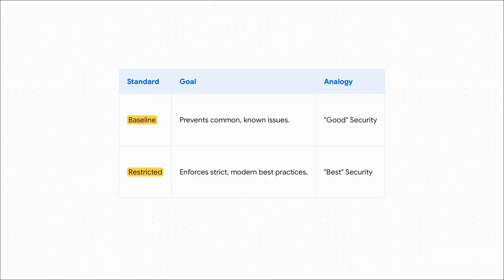And this blueprint gives you clear choices. You've got the baseline standard. Think of this as your good security. It's designed to stop all the common known problems right in their tracks. But for your really critical apps, you can level up to the restricted standard. This is the best security, the gold standard that enforces the absolute strictest best practices. It's not one size fits all. It's about using the right tool for the right job.